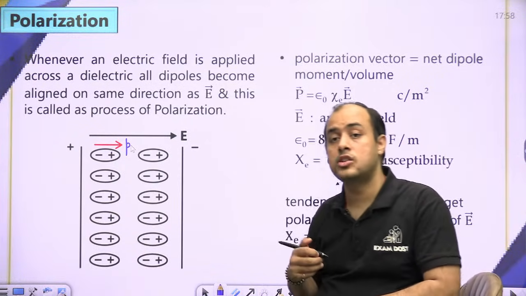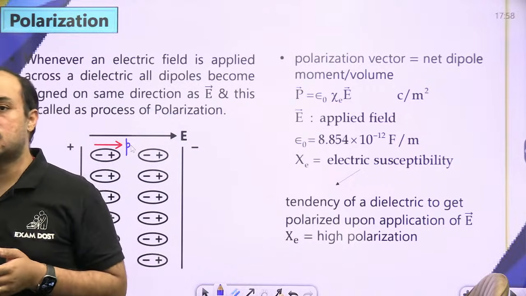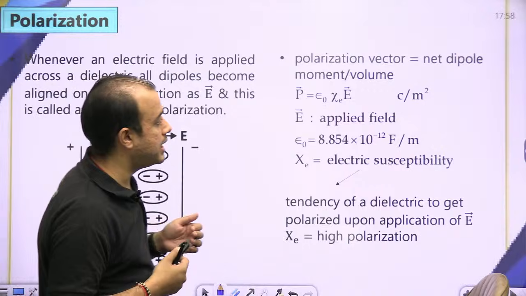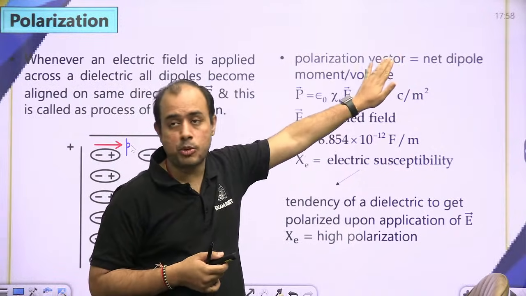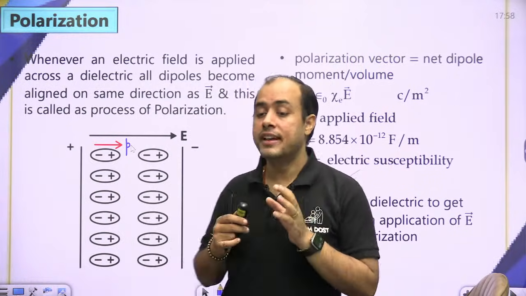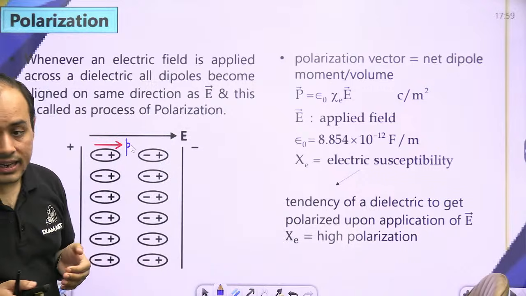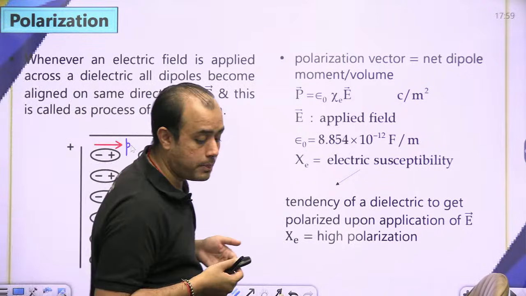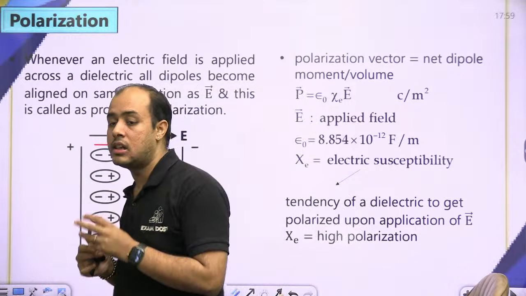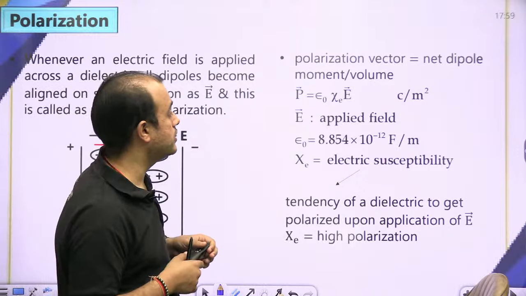तो यह प्रोसेस ऑफ अलाइनमेंट ऑफ डाइपोल जब एक्सटर्नल फील्ड अप्लाई होती है, इसे पोलराइजेशन कहते हैं। अब पोलराइजेशन वेक्टर माने द ओवरऑल डाइपोल मोमेंट डिवाइडेड बाय वॉल्यूम ऑफ द मटेरियल। देखिए, जब ऑल द डाइपोल्स अलाइंड हो जाते हैं, so their dipole moments are in the same direction, so they will be added. So the total dipole moment including all the dipoles divided by the volume is the polarization vector.